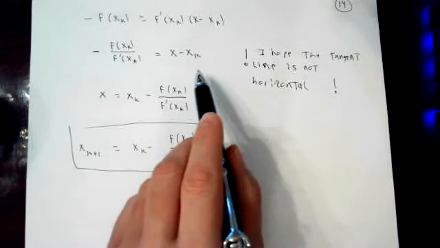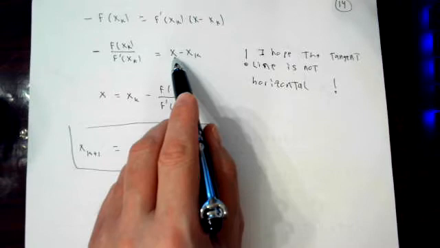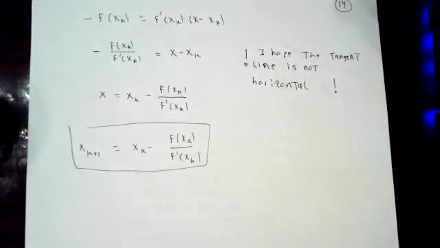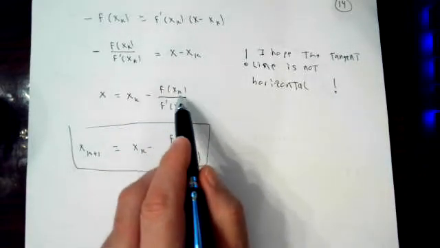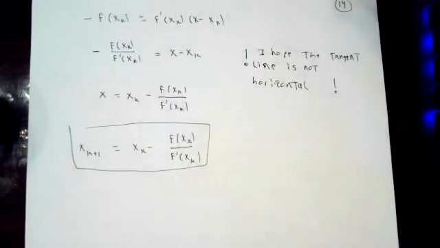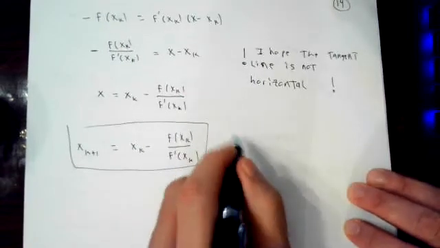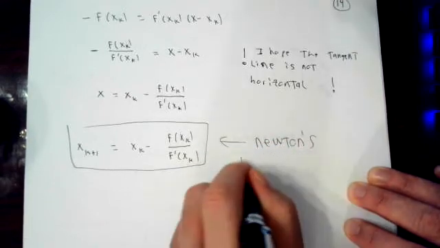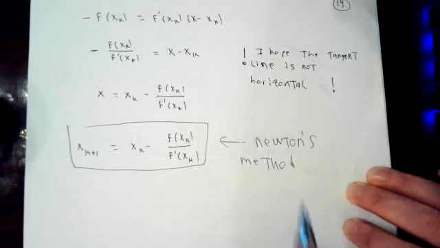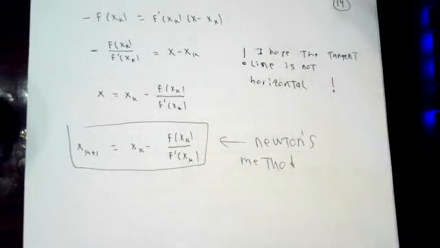Take this formula, add x number k to both sides, and you'll find out that this x that I'm looking for, which I'm going to call x number k plus 1 in a minute, is the old x minus the function value at the old x divided by the derivative at the old x. This is Newton's method, and it's a prototypical method. It's one of the first methods that you think of.